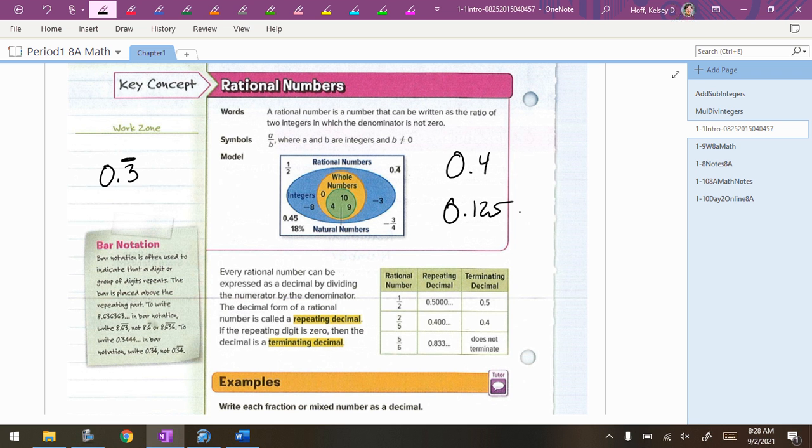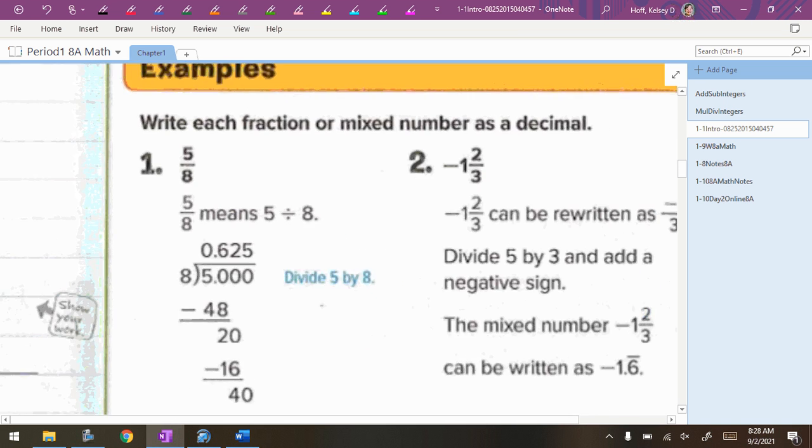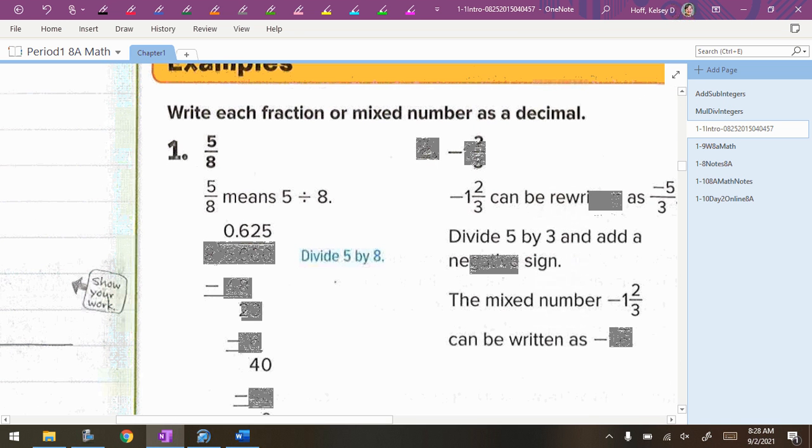Okay? So the very first thing that we're going to do today is they are going to give us fractions, and we have to make them into decimals. But Ms. Hoff is going to be a very kind soul and let you use a calculator. Okay? So if we go down to the bottom, example 1 and 2, they show us using long division. We don't have to use long division. Everybody grab your calculator.